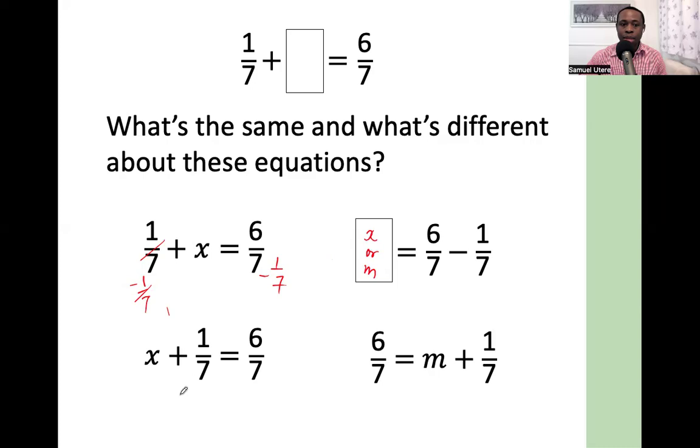This is the same thing. So we could do subtract 1 over 7, and remember, we have to do it to the right-hand side as well. And that will give us exactly the same result. And we could do it the same here. We want the M to stand on its own. Subtract 1 over 7 and subtract 1 over 7.